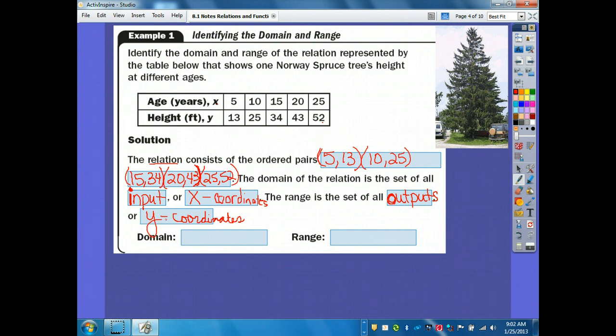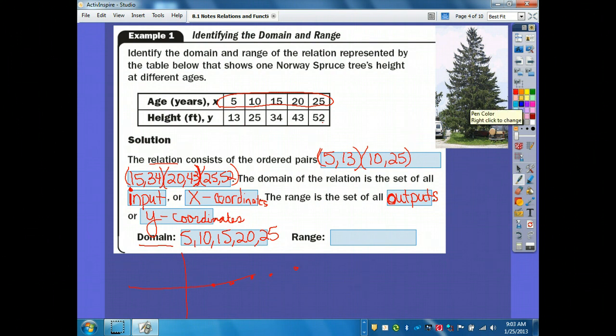So let's list our domains. What if we were just to list the numbers of domains here? What are my domains? The domains are all my what? X's, right? And those are all right here. So list all our domains. 5, 10, 15, 20, 25. Okay, so on the x-axis, that's where they would be. There'd be one at the 5, one at the 10, 15, 20, and 25. Those are all my inputs. That's where all my inputs are at, my x's.